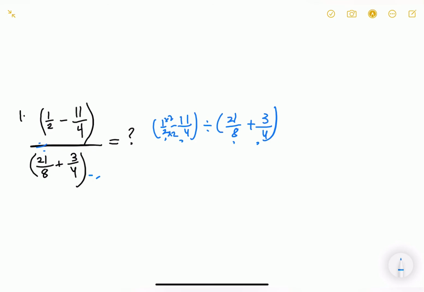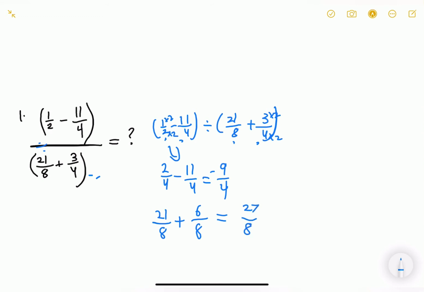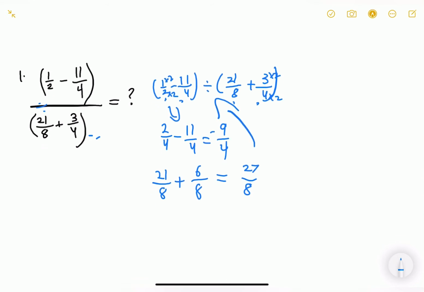What you do to the top, you have to do to the bottom. So the top is going to be 2 and then 4, and the bottom is going to be 4 and then negative 9. And then you do it to the top as well, which is going to just stay 21 over 8. And then you add it to 8, because you have to multiply by 2. 3 times 2 is 6. All you have to do is add. It's 27. And then all you have to do is simply go back to the original and complete your task.